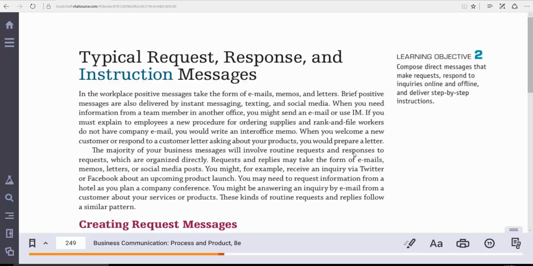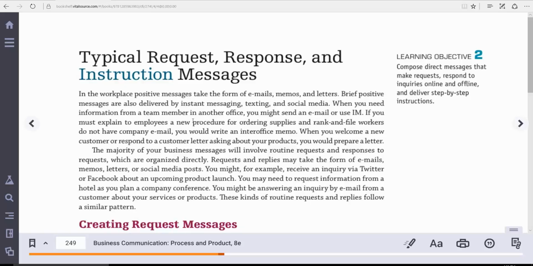Okay, so we are at Learning Objective 2, which is compose direct messages that make requests, respond to inquiries online and offline, and deliver step-by-step instructions. So the first part of this is typical request, response, and instruction messages. In the workplace, the positive messages take the form of emails, memos, and letters. Brief positive messages are also delivered by instant messaging, texting, and social media.